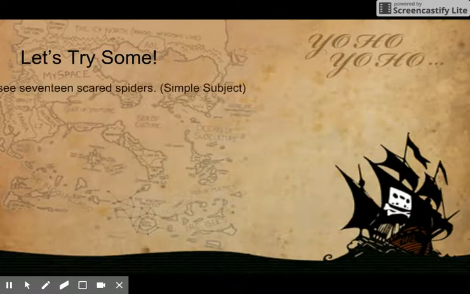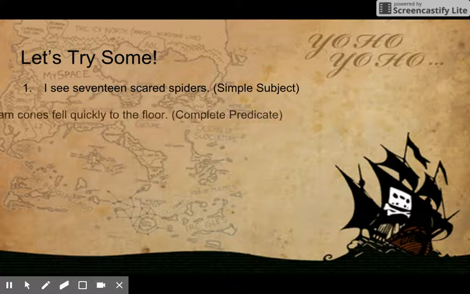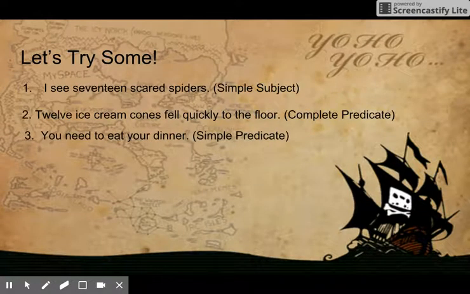So I'll tell you which one to look for. So in number 1, I see 17 scared spiders. Identify the simple subject. In number 2, find the complete predicate. 12 ice cream cones fell quickly to the floor. And number 3, find the simple predicate. You need to eat your dinner.